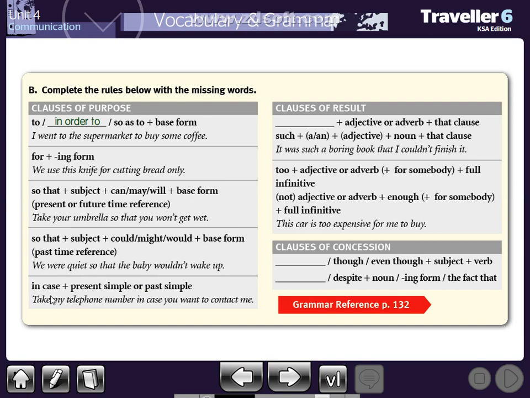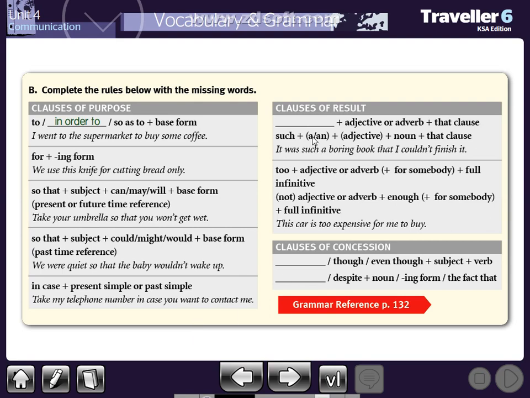In case. We use in case plus the present simple or past simple. Take my telephone number in case you want to contact me.